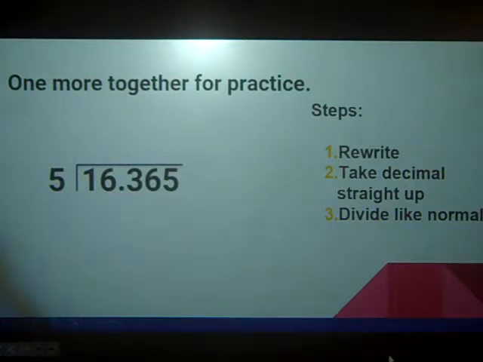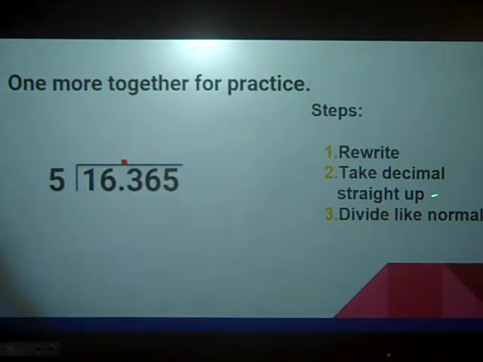Raise your board. Yes, sir. Multiplying decimals and dividing decimals are basically the same steps. There's no difference. Yeah. All right. So let's write this problem. Here's a big one. 16 and 365 thousandths divided by 5. Okay? It's been rewritten for us. Take the decimal straight up to the top.